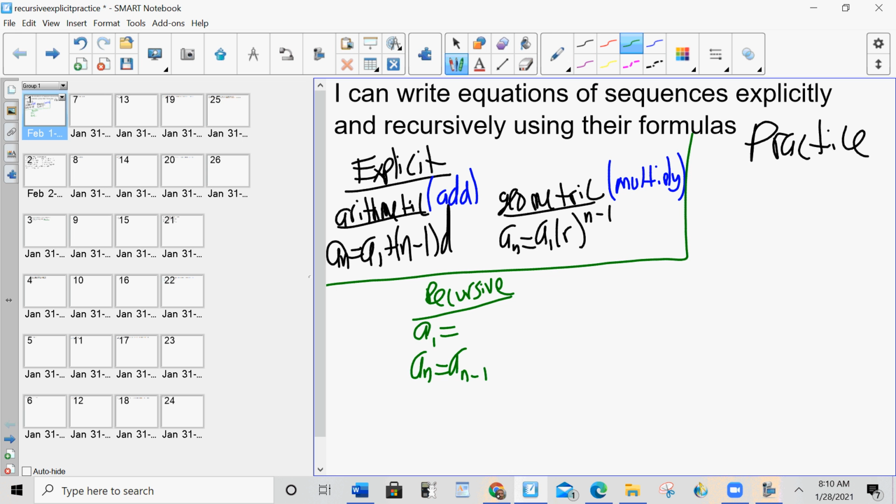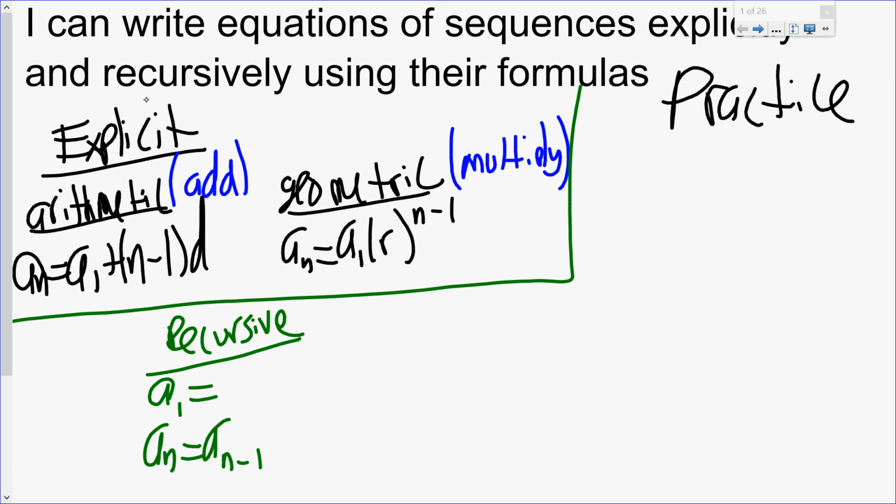All right, so for recursive, you're literally just writing whatever A1 is. You're filling in A1 with what A1 is, and then you're telling me what you're doing to the previous term. An minus 1 means the previous term.